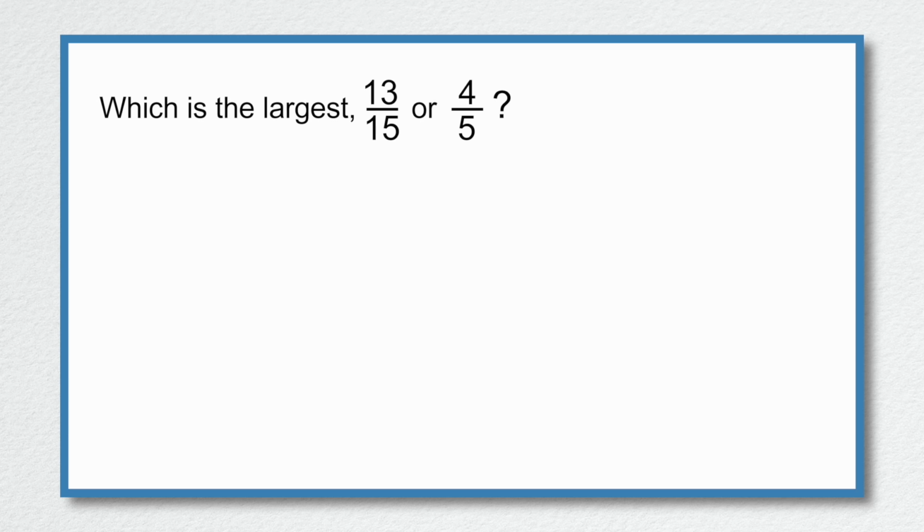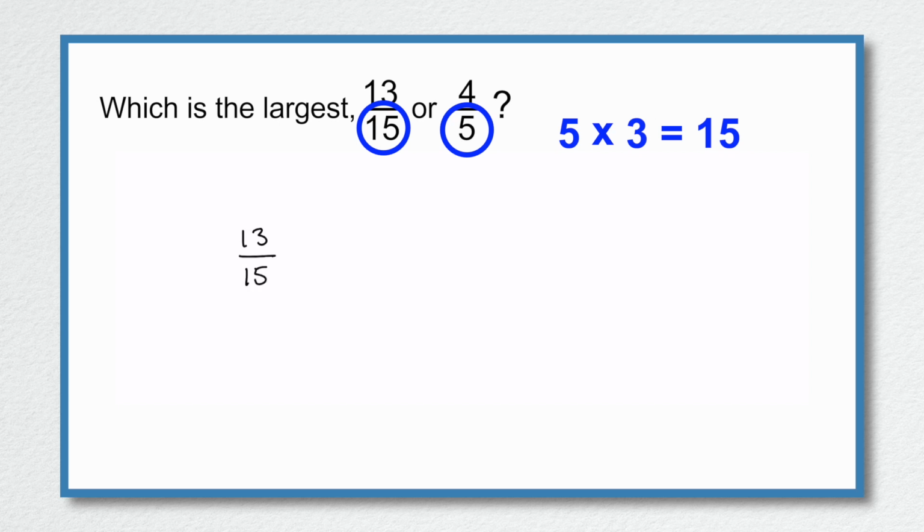Let's look at this question here, which is the largest, 13/15 or 4/5. Are the denominators the same? And the answer to that is no. We have 13/15 and we have 4/5. What is the lowest common denominator, or lowest common multiple, to 15 and 5? Well, what's good here is that 15 is actually a multiple of 5, which is good news, as we therefore don't need to find an equivalent fraction for 13 over 15. We can leave that as it is.